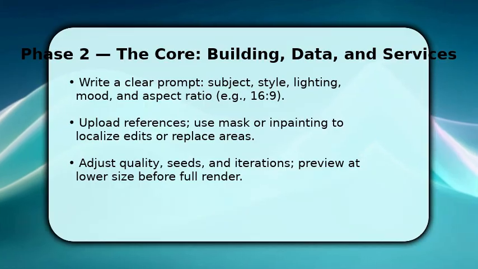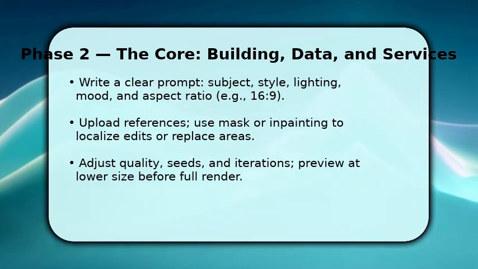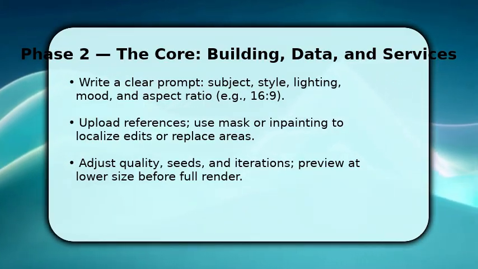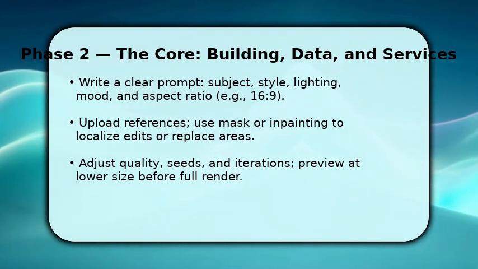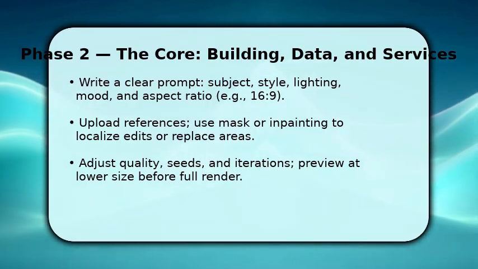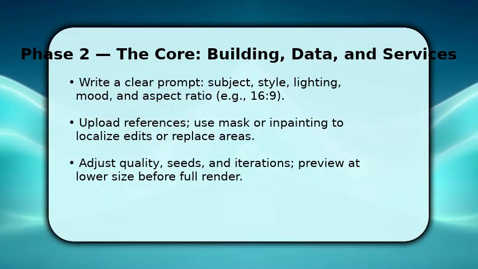Then set quality, random seed, and iteration counts. Start previews at lower resolution to save time. While previews run, refine wording. Synonyms change texture and color. If composition is off, tweak prompt and rerun previews until satisfied.